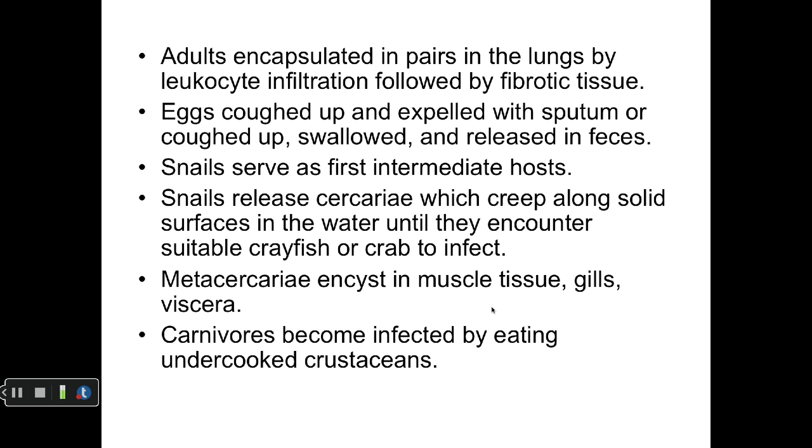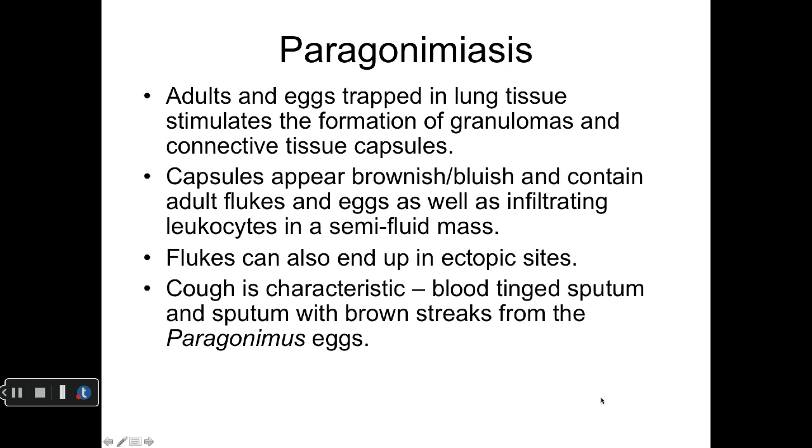Snails release cercariae, microcercous cercaria, that creep along solid surfaces in the water until they encounter a suitable crayfish or crab. That's one of the things I forgot to mention in the life cycle. That little tail does not allow them to swim in the water column, and instead they just sort of creep along the substrate of the water, along rocks and along the bottom, until they find crabs or crayfish or prawns that are foraging down in that region.